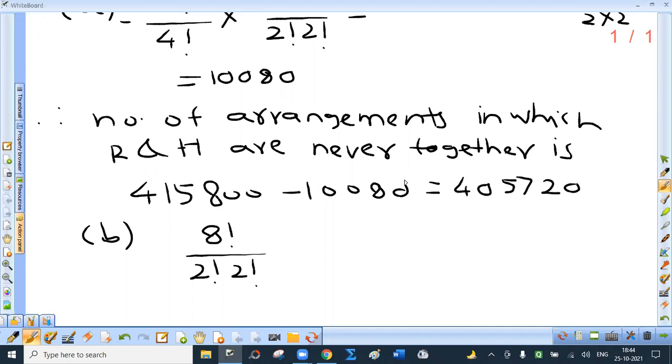Then we have to arrange 7 plus 1 equal to 8 letters, which include H twice and R, capital R, twice.